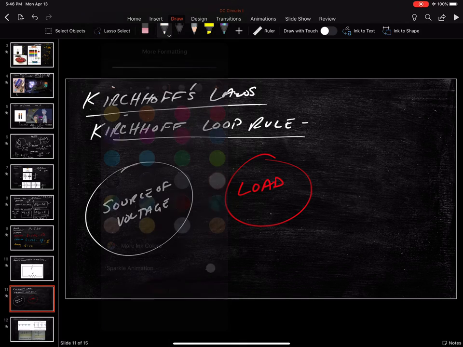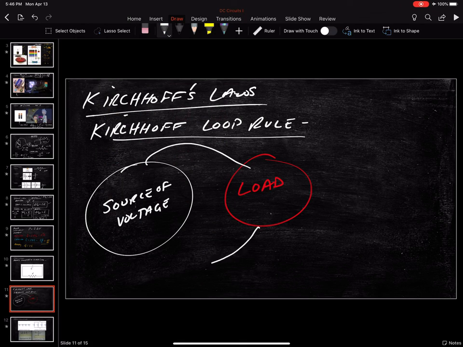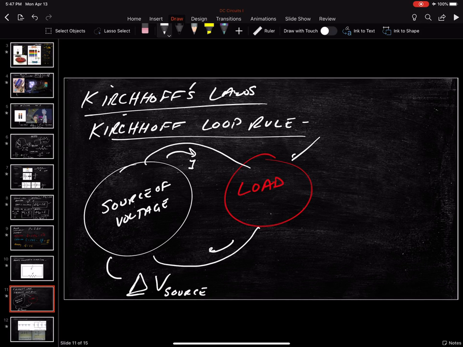And these things are carried along by the wires. And so there's some current that flows in, and there's some current that flows out of that load. And so you've got a certain amount of voltage which is being supplied here. Okay? You've got a delta V source. Okay? In this case here, the load is using up some of this voltage.